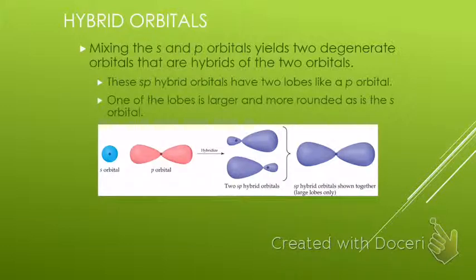They look considerably different. Instead of looking like an s orbital, which is a sphere, or a p orbital, which looks like a dumbbell with an odd shape, these two sp orbitals, when you show them together and only see the large lobes, look kind of bulbous. One side of the dumbbell is much more rounded, since it resembles more of the s, and the other side is really kind of tiny.